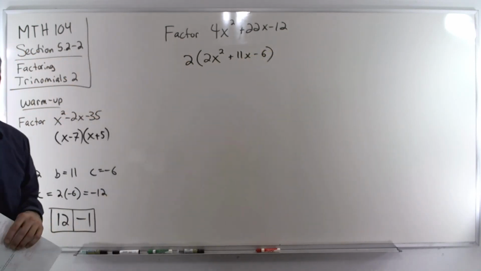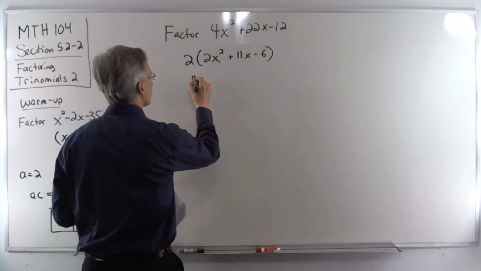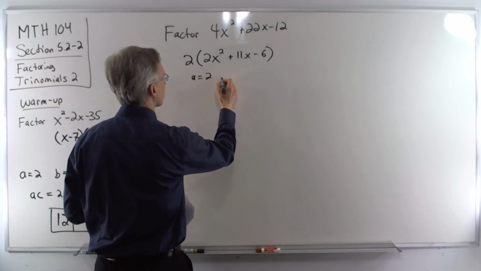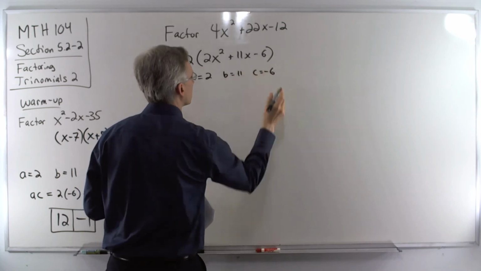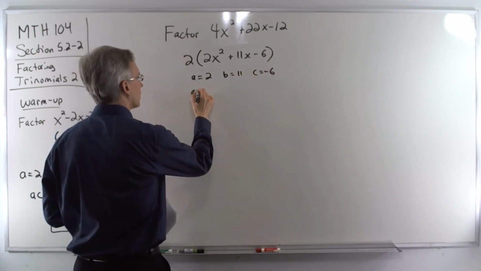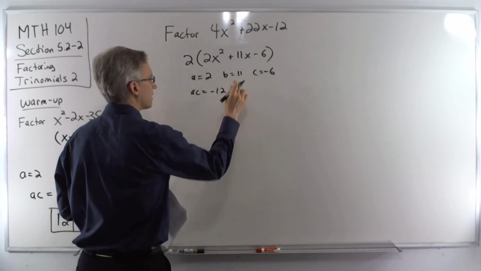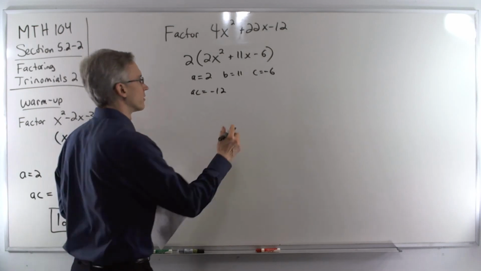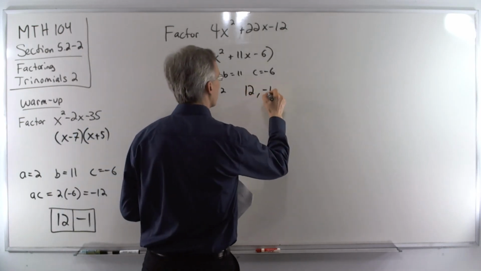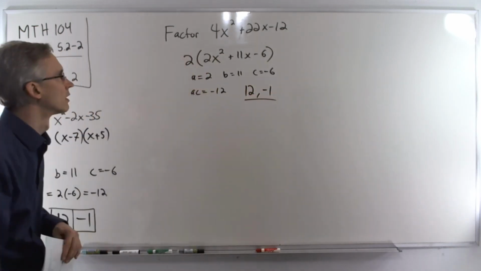All right, now we need to find two numbers that multiply to equal the product AC and add to get 11. Well, we already found those two in the warm-up. That's 12 and negative 1. All right, so there's our two numbers.